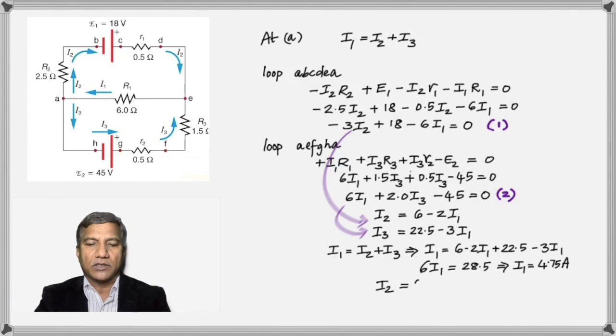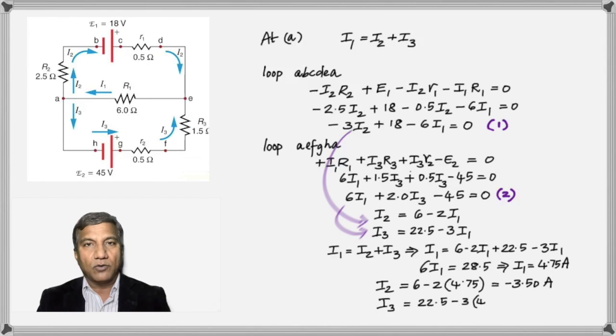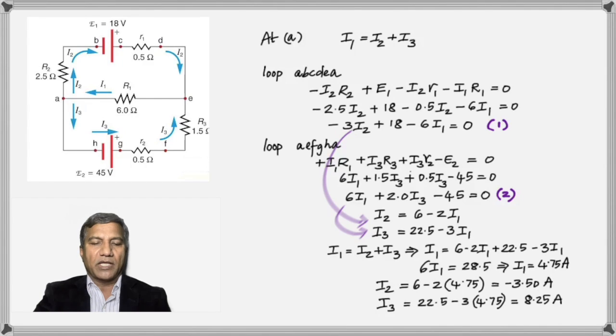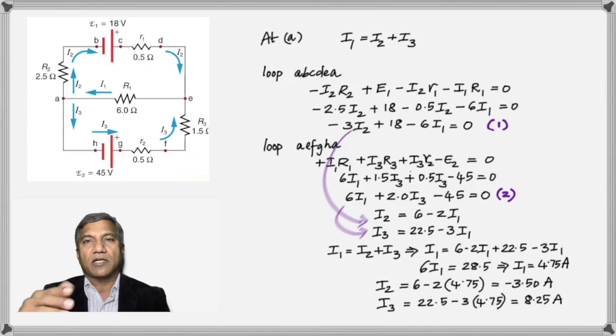And once you get I1, we can get I2 because I2 is 6 minus 2 I1. So 6 minus 2 times the value of I1 will give you negative 3.50 ampere. And then we can find I3 either by substituting into this equation or using any other equation. Now notice that for I2 we got negative 3.5, which means the imagined direction of current is not correct. Actually the current was flowing down. So that doesn't matter. You can actually imagine the current to be flowing in any direction. If you get it as negative, that means your imagined direction was not correct.